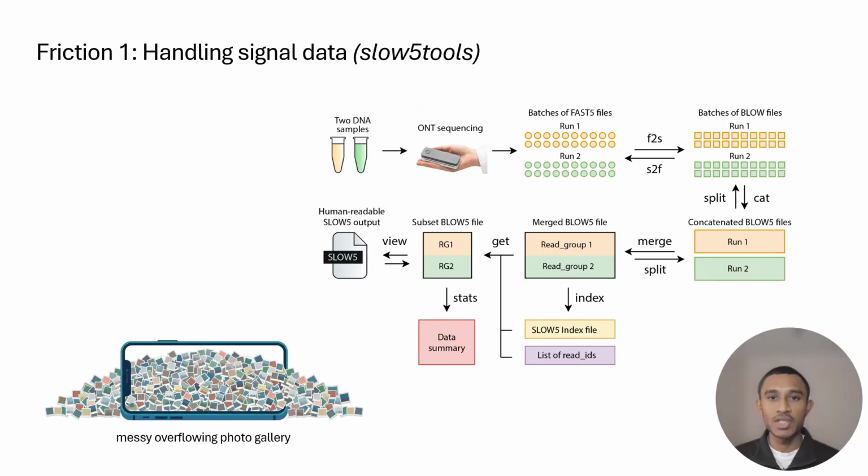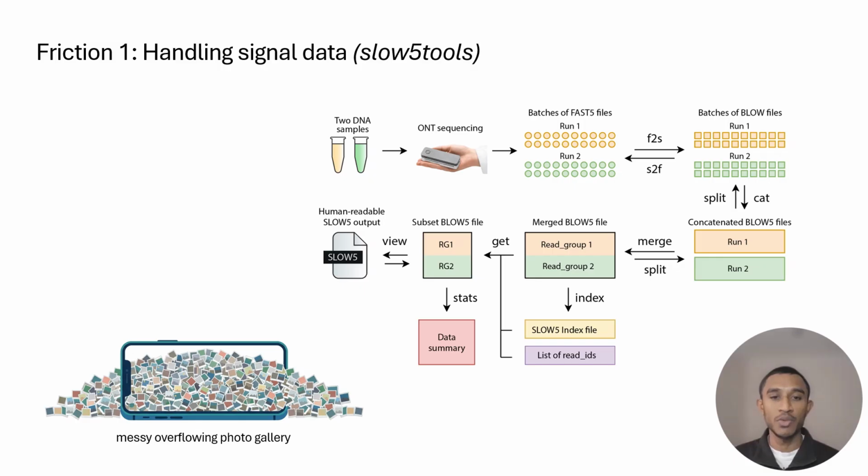The first friction is sheer scale. A single sequencing run can produce terabytes of raw signal. Think of your phone's camera roll, but instead of a few thousand photos, imagine millions of them, all dumped into one folder with no albums, no dates, no way to search.